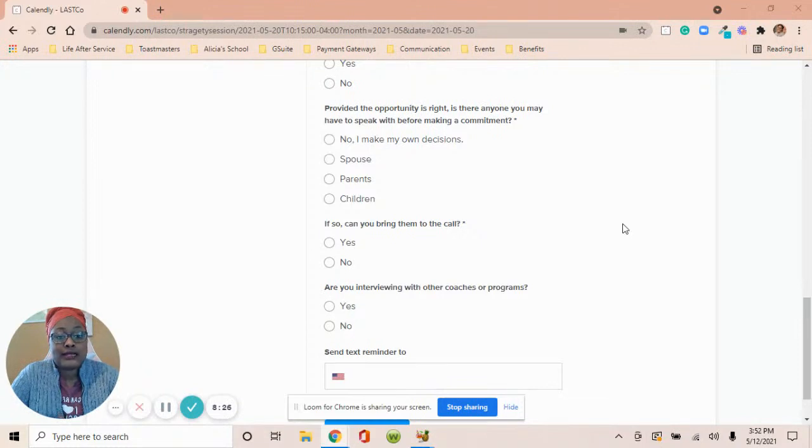Provided the opportunity is right, is there anyone you may have to speak with before making a commitment? One of the objections that people have is, I need to speak to my spouse. I need to speak to my parents. I need to speak to someone else. If they say no, I make my own decisions, and then on the call they say, oh, well, I need to speak to somebody else, they're stalling. And you might want to call them out on it gently. Well, on here, you said you didn't have to speak to anybody else. What is really going through your mind? And coach them into finding out what the real problem is and then working with their objection.